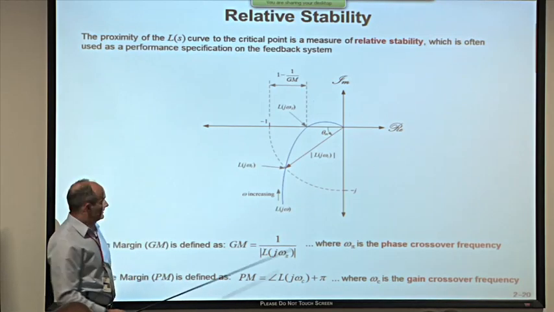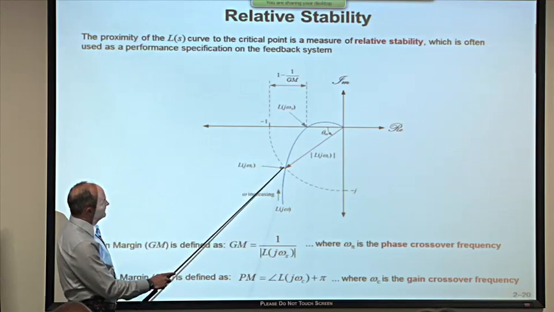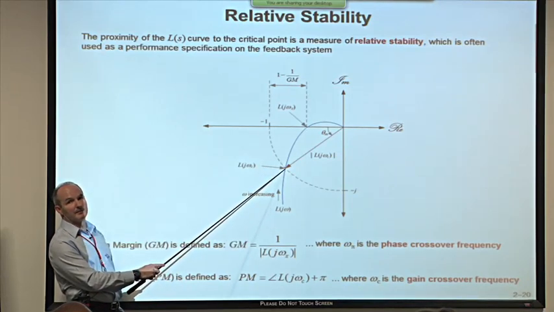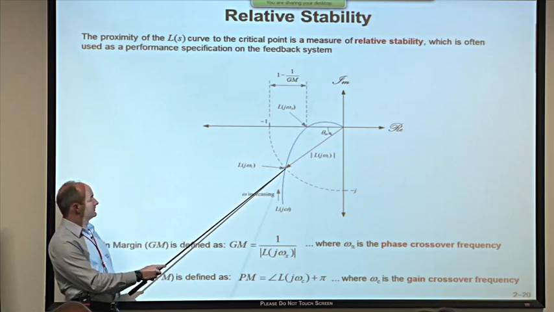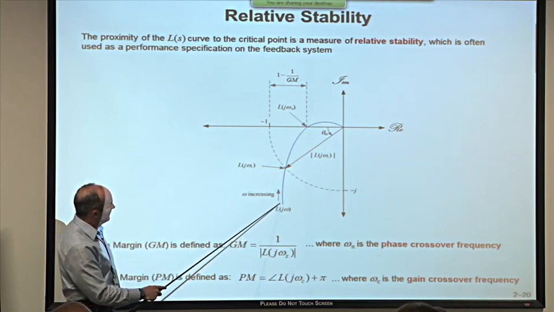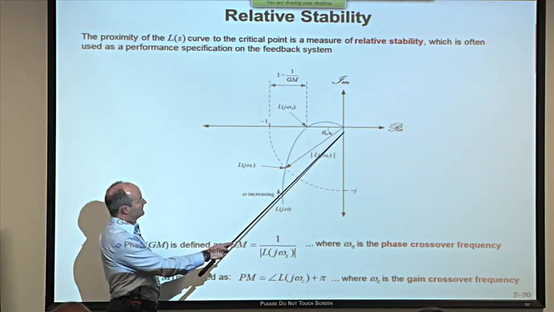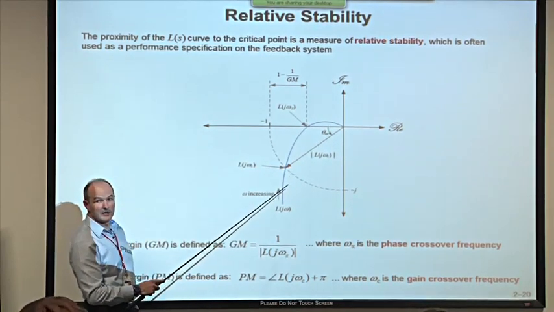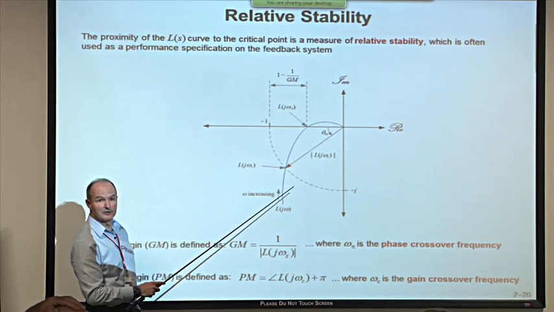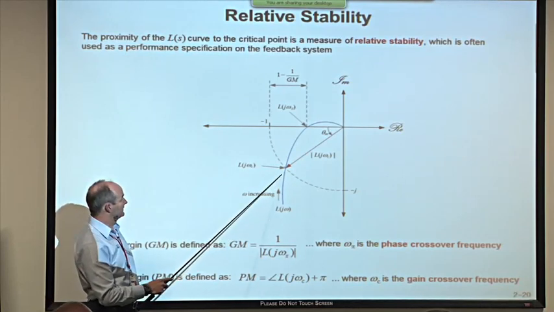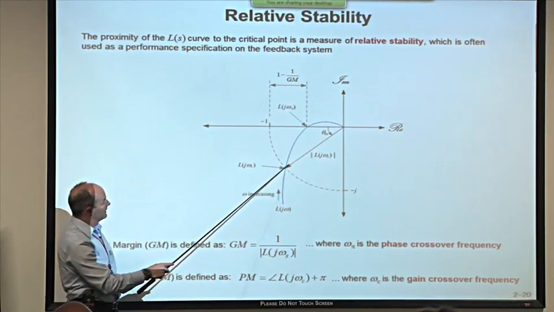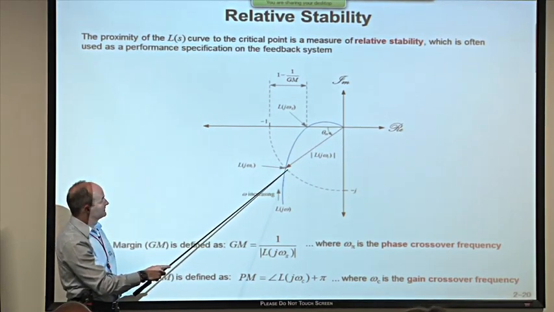The first way is that we examine the point at which the open-loop gain magnitude falls below 1. That is called the gain crossover frequency. Now, because this is a polar plot of the open-loop transfer function, a vector from the origin out to any point on this curve corresponds to the magnitude of the open-loop plot. That's the length of that vector. So when this vector in red here has length 1, that's the gain crossover frequency.